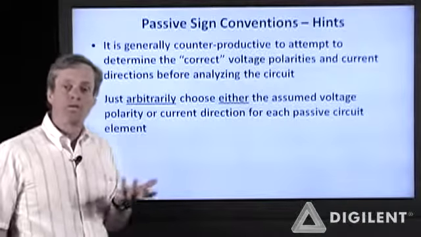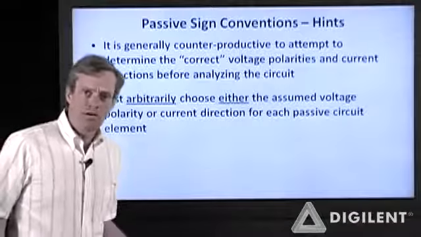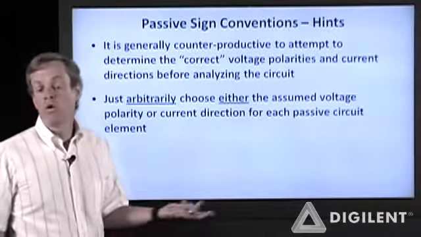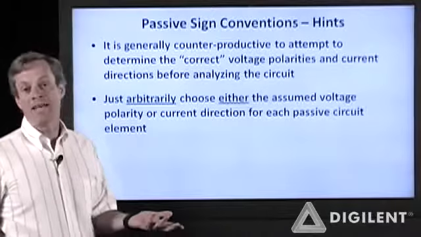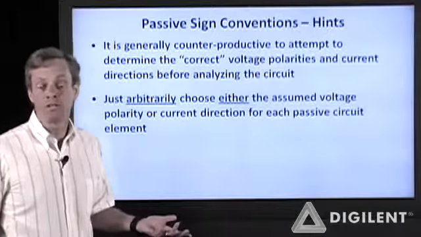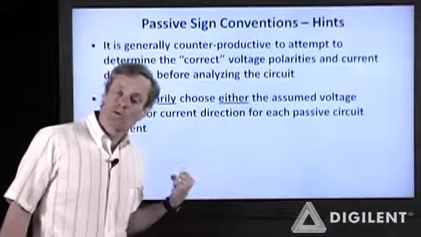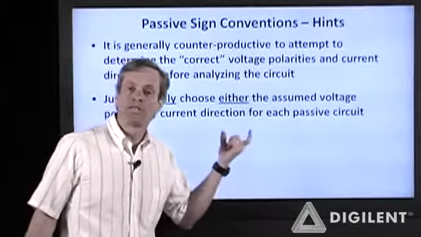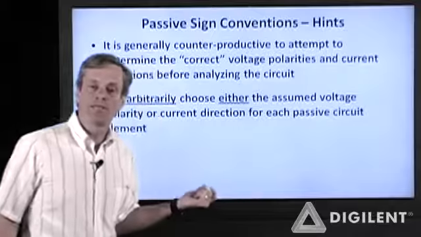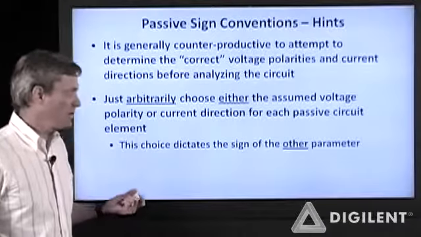So, when you're approaching a problem, arbitrarily choose either the voltage polarity or the current direction for each passive circuit element. I don't care which one you choose. Pick one of them. Then, label the other parameter for each one of those circuit elements so that they agree with the passive sign convention. Okay?